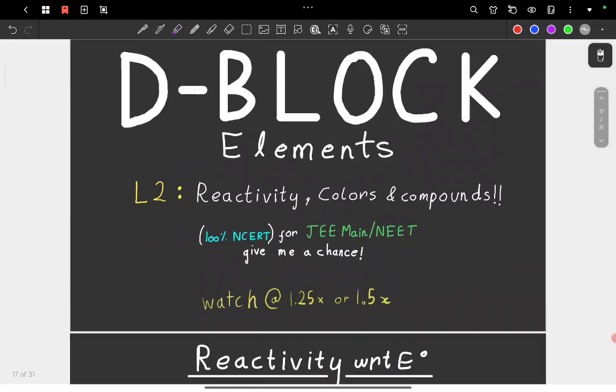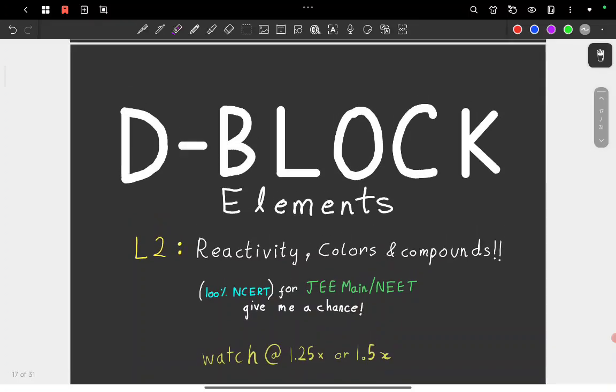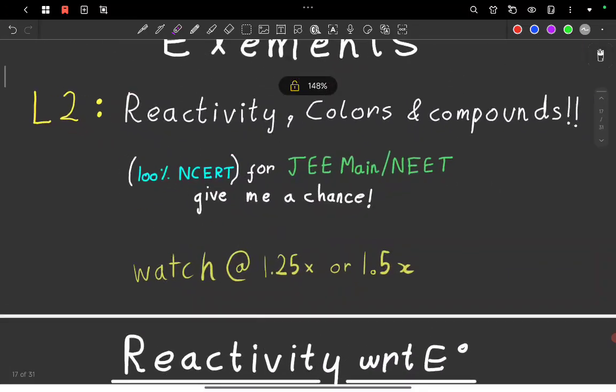Okay. So keep in mind the NCERT only mentions two compounds, so we will be covering only those two, and both of them are oxidizing agents.